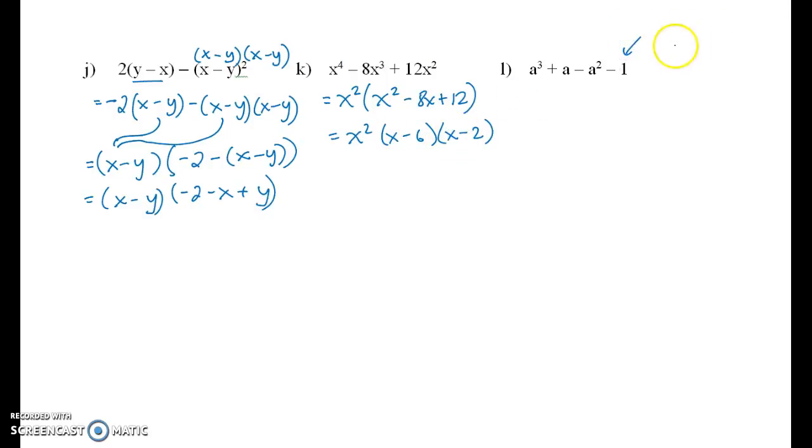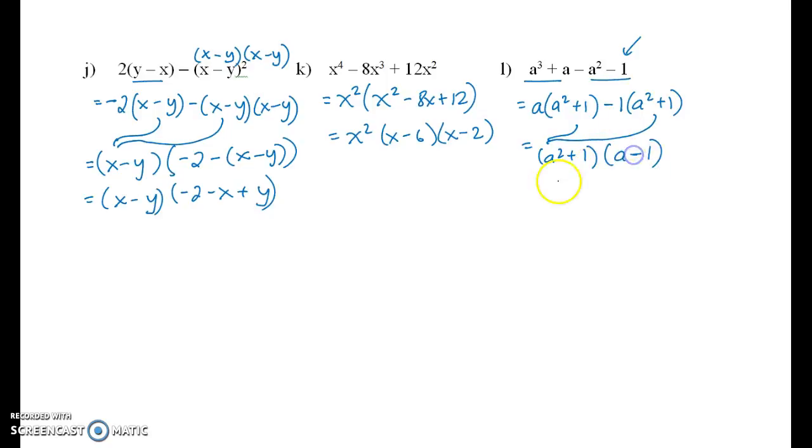4 terms, grouping. Pair them up sometimes right away. Try that first, in the order that's already there. I take an a out. I'm left with a squared plus 1. I can take a negative 1 out. I'm left with a squared plus 1. Common bracket, a squared plus 1 goes out in front. And my leftover pieces, a minus 1. Now you might look at this and say, oh, isn't that a difference of 2 squares? It's not. It's a sum of 2 squares.